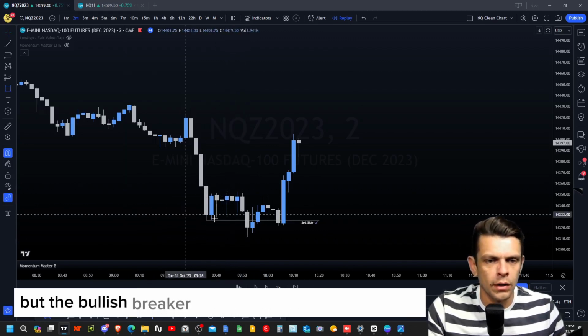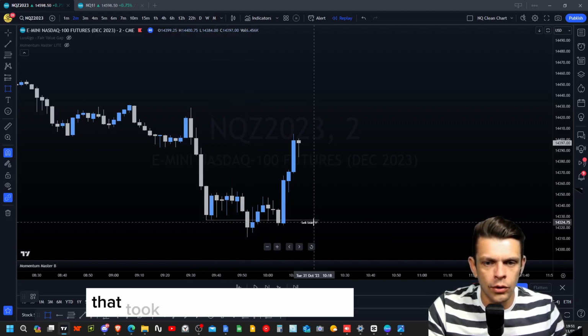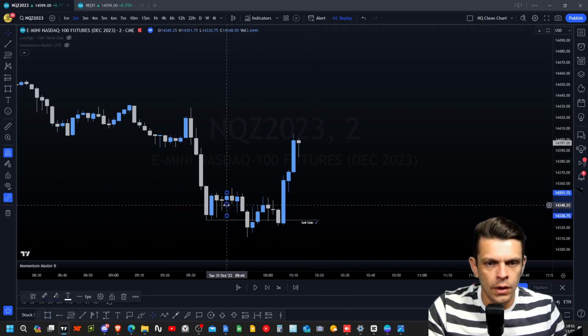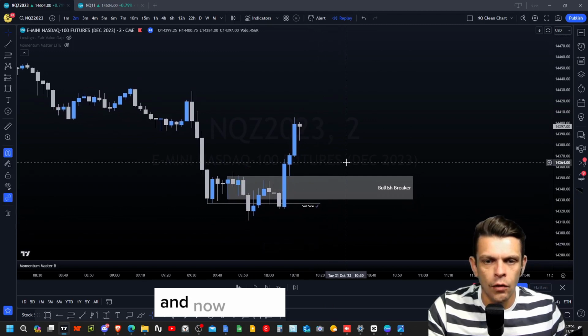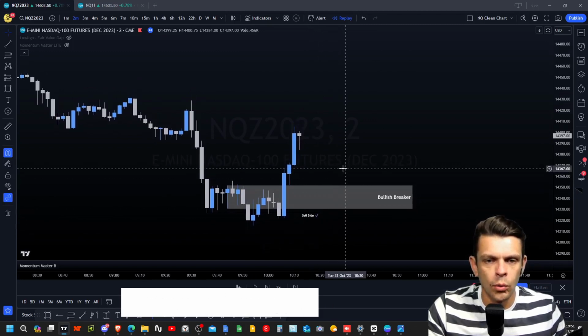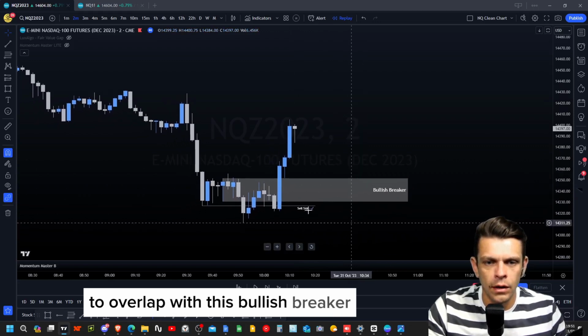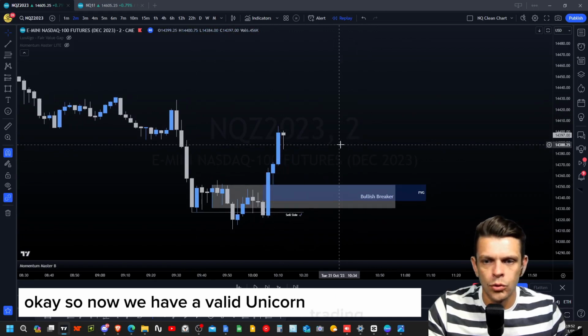The bullish breaker is the highest up close candle before the move down that took out the sell side liquidity. So it will be this candle. We can extend this. This is our bullish breaker. And now for the unicorn trading model, we need a fair value gap to overlap with this bullish breaker. And we have one right there. Okay, so now we have a valid unicorn trading model.